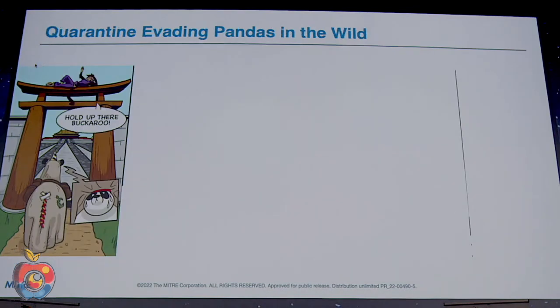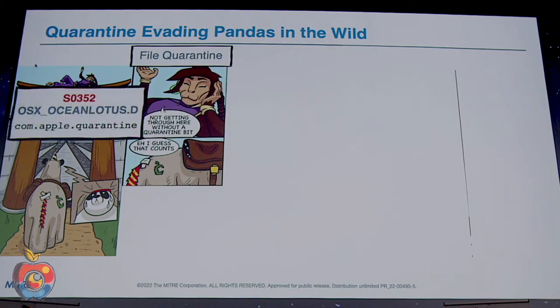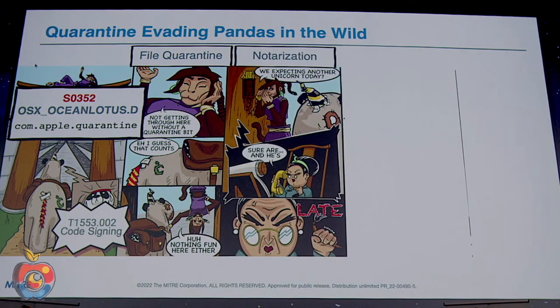So how do pandas evade this, right? Just love the artwork. So Panda tries to get in the gate, right? He's got the file quarantine attribute. Well, if you're Ocean Lotus, which is not Chinese, but definitely does attack Chinese, they just remove this attribute. And then as far as code signing goes, if you're Schlayer, you just get your app signed and notarized. That's just how you bypass it.